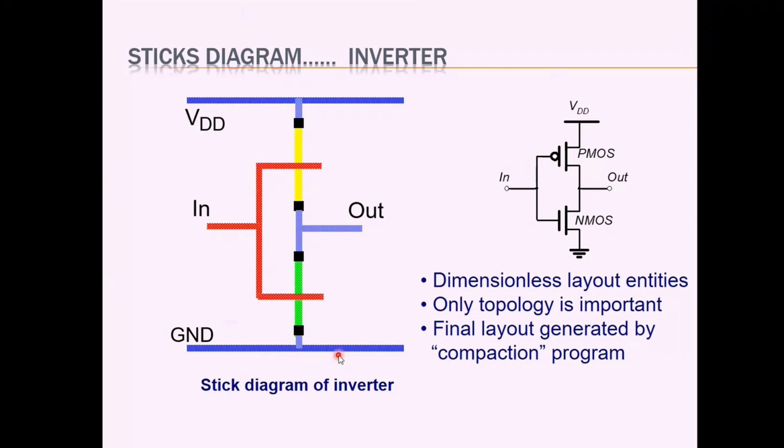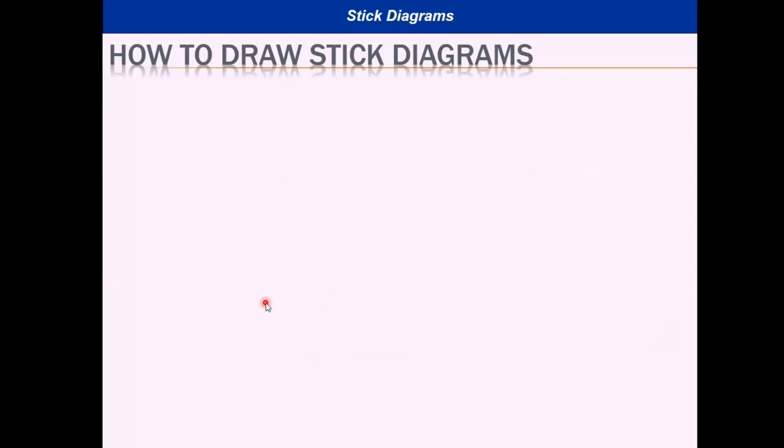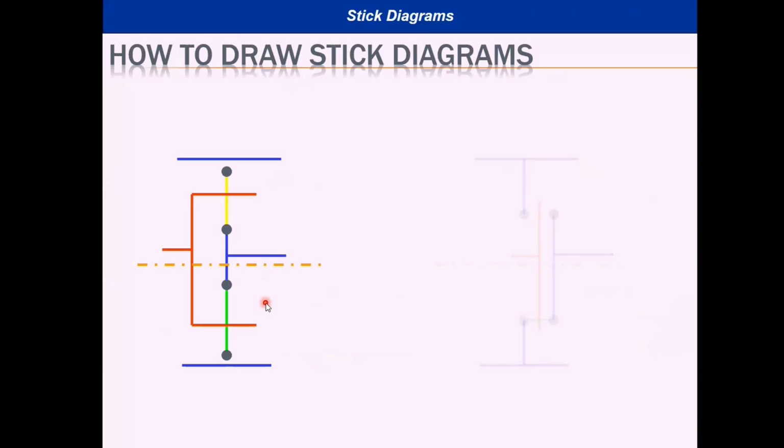And when we are drawing the stick diagram, this is not the only method. Here we have drawn the diffusion layers vertically, polysilicon in the horizontal mode. Instead of it, you can draw diffusion horizontally and polysilicon vertically like this. This is a diagram we have already seen. We can draw like this as another option. When we are drawing a stick diagram, it is not that we always use only one way of drawing it. We can use different methods.